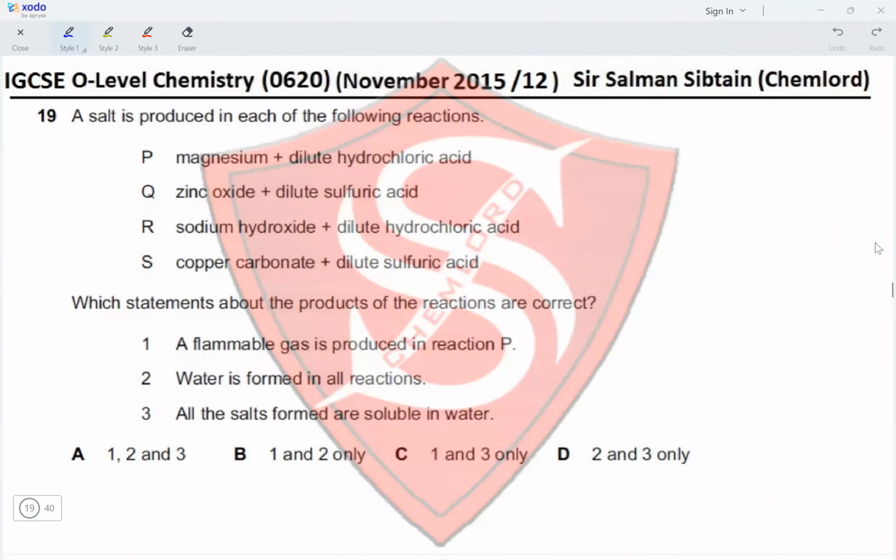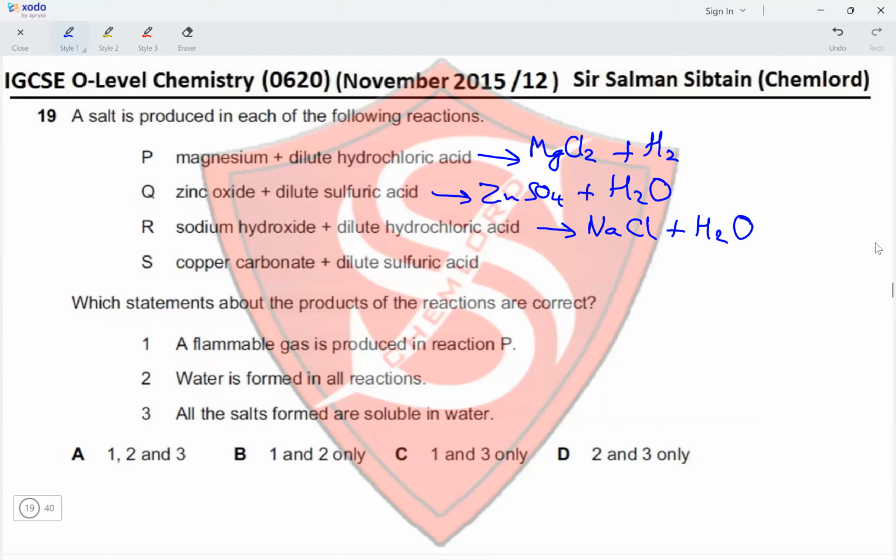Question 19. A salt is produced in each of the following reactions. Magnesium plus dilute hydrochloric acid would give magnesium chloride plus hydrogen gas. Zinc oxide plus dilute sulfuric acid would produce zinc sulfate plus water. Sodium hydroxide plus dilute hydrochloric acid would produce sodium chloride plus water. And copper carbonate plus dilute sulfuric acid would produce copper sulfate plus CO2 plus H2O. So these are the salts that are produced: magnesium chloride, zinc sulfate, sodium chloride, and copper sulfate.